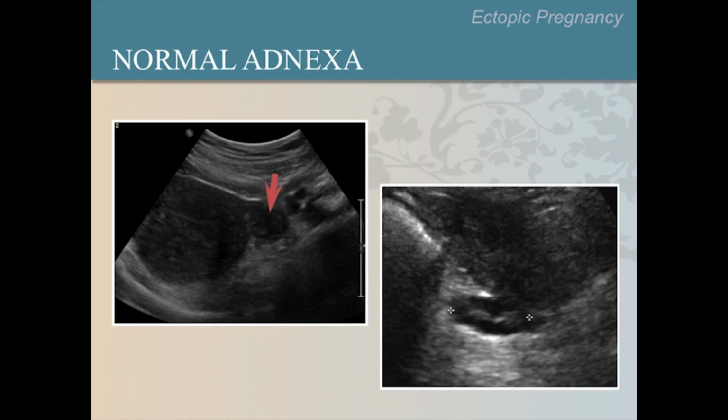The ovary in the right image has a more common appearance. It is oval and contains small cystic structures called follicles.